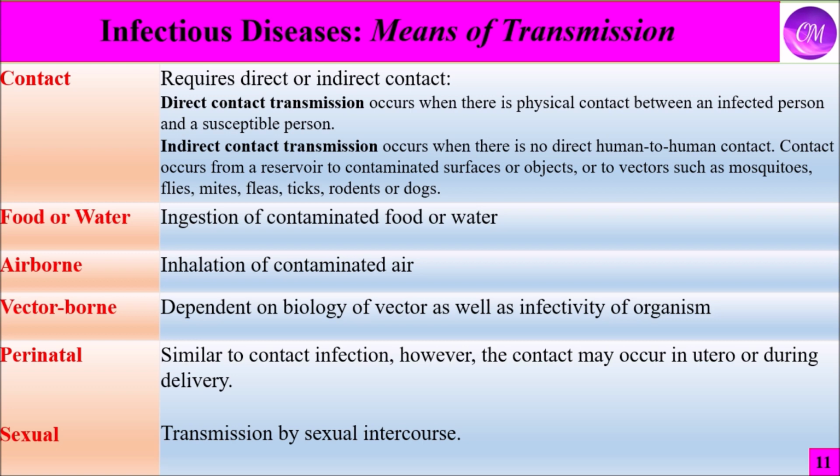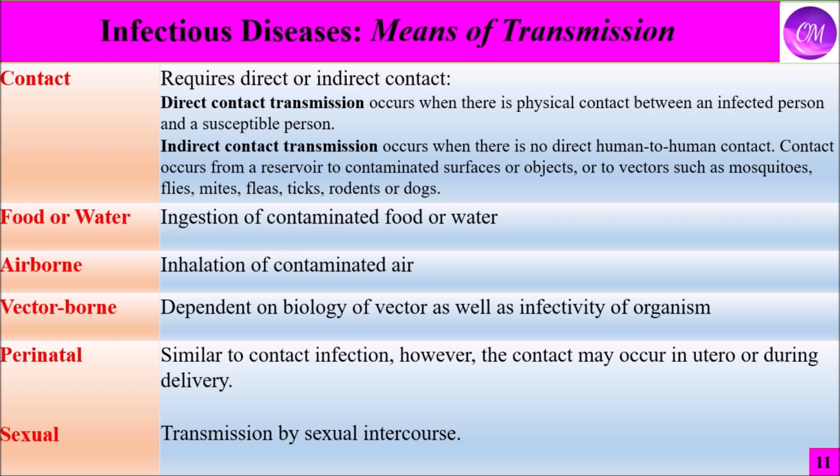Now let's discuss the means of transmission. First, contact transmission that requires direct or indirect contact. Direct contact transmission occurs when there is physical contact between an infected person and a healthy person. Indirect contact transmission occurs when there is no direct human-to-human contact. Contact occurs from the reservoir to contaminated surfaces or objects, or to vectors such as mosquitoes, flies, mice, fleas, ticks, rodents, or dogs.